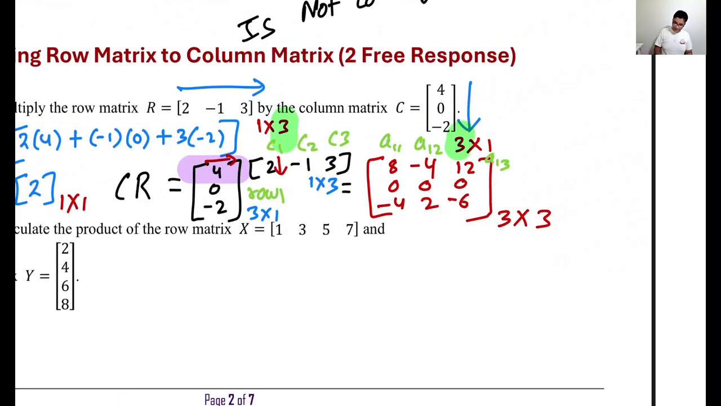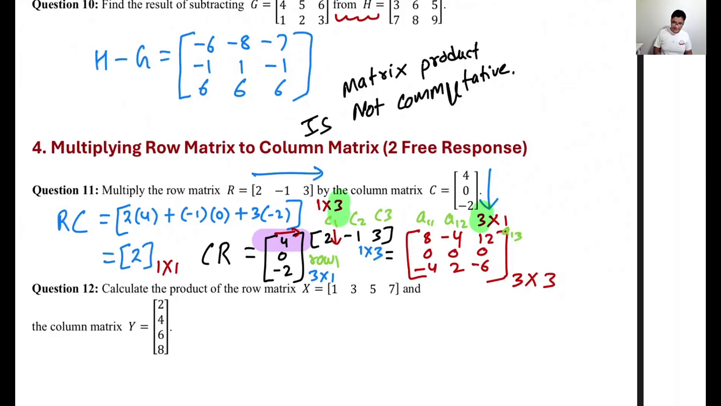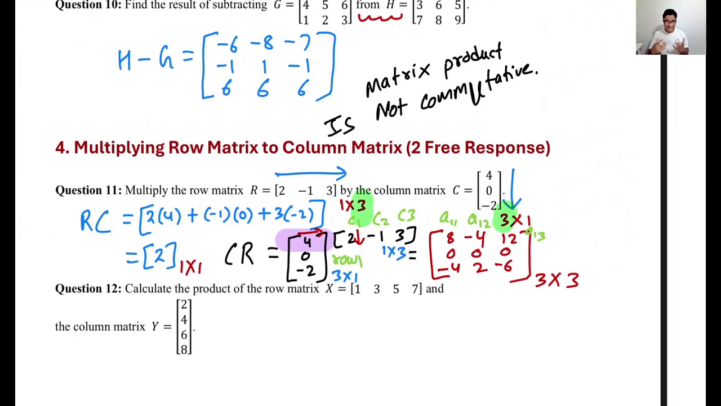So a lot of things here we reviewed: when can you multiply matrices. The number of columns in the left matrix should match the number of rows in the right matrix. Those numbers in between should match. Only then can you multiply; they will be compatible for a product. And RC and CR may not be equal.